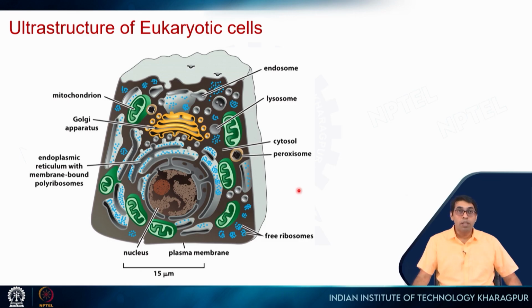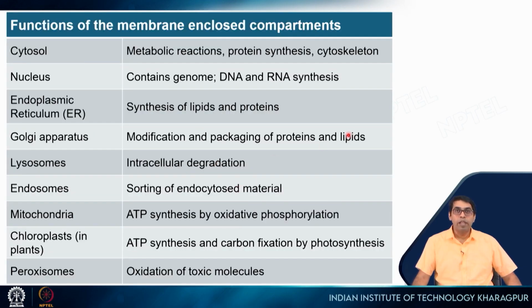Now, let us look at the ultrastructure of the eukaryotic cell. A typical eukaryotic cell will look something like this, where we will have a nucleus. Attached to the nucleus, we will have the endoplasmic reticulum, then there will be Golgi bodies, mitochondria, and then lysosomes, peroxisomes, and other membrane bound structures. This table summarizes all the functions of these different membrane bound structures. You can pause this and go through this table.